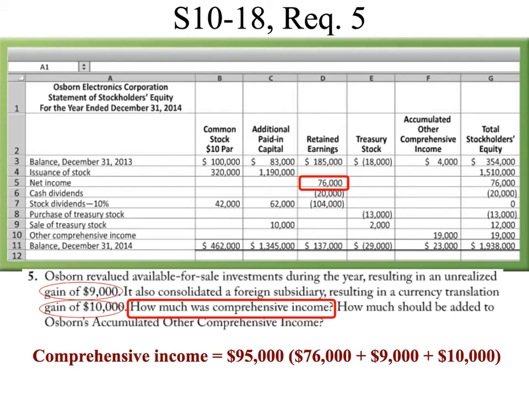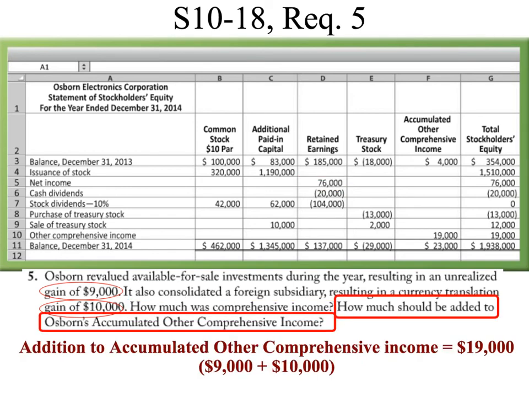For requirement 5, it tells us that Osborne revalued available for sale investments during the year, resulting in an unrealized gain of $9,000. It also consolidated a foreign subsidiary, resulting in a foreign currency translation gain of $10,000. So those two numbers are given to us, and it asks us how much was comprehensive income. This one you're going to have to trust me on. Comprehensive income is going to be our net income, so I've circled that under the retained earnings column, row 5, $76,000, plus that gain of $9,000 we're given, plus the currency translation gain of $10,000, giving us comprehensive income of $95,000.